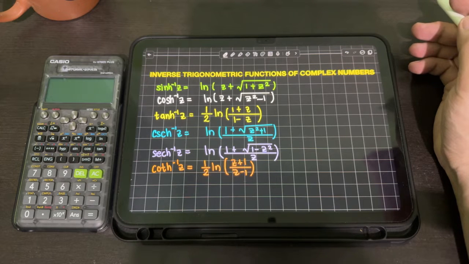Operations of complex numbers in rectangular, polar, and exponential form. Powers and roots of complex numbers. Exponential functions of complex number to the base e. Natural logarithm of complex numbers. Logarithm of complex number to another complex number base. Complex number raised to complex number, trigonometric functions of complex number, inverse trigonometric functions of complex number, and hyperbolic functions of complex numbers.